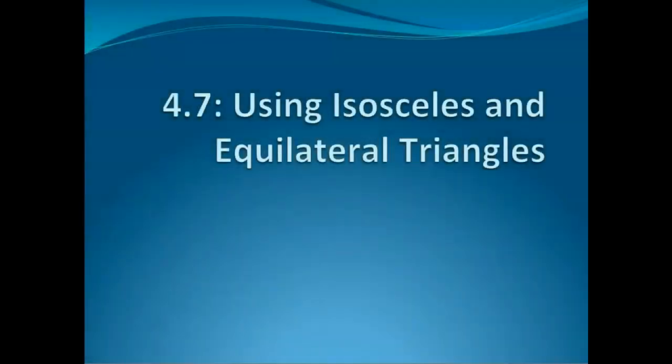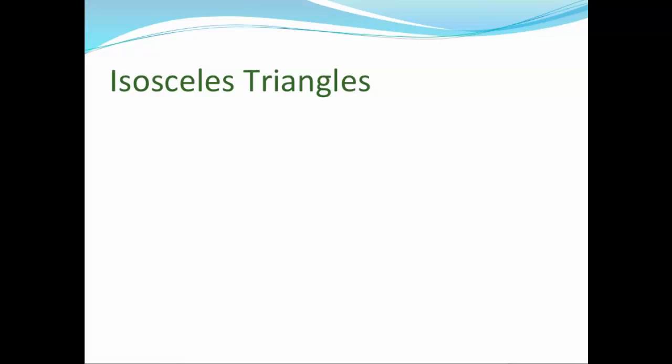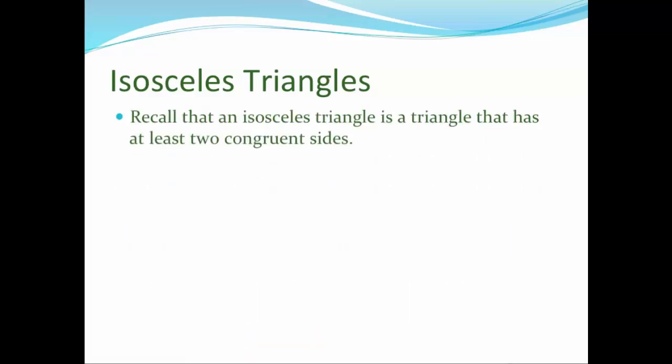Today we're going to be talking about two specific types of triangles, isosceles and equilateral triangles. Let's start with isosceles triangles. Now remember that an isosceles triangle is a triangle that has at least two congruent sides.